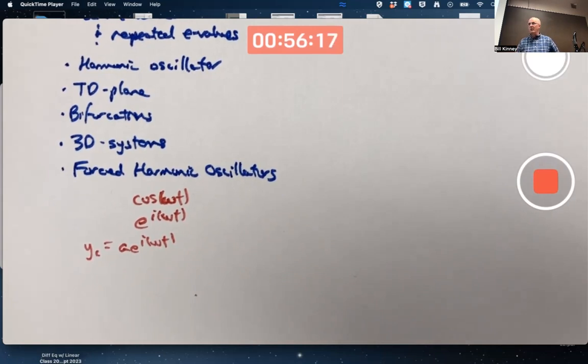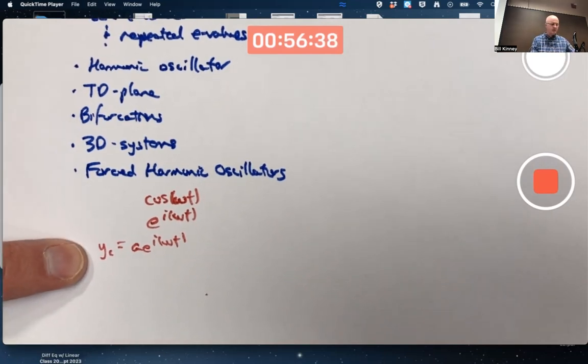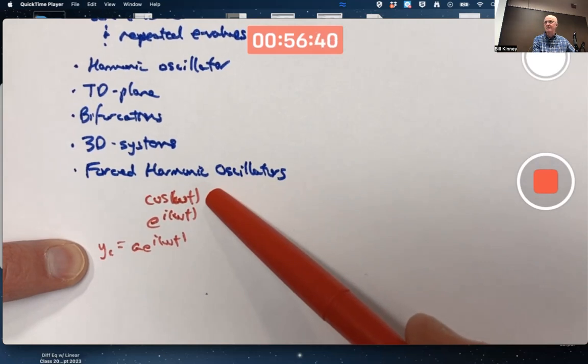A itself is important because geometrically it's the distance to the origin, its modulus, and its angle with the positive horizontal axis, also called the argument, tell you information about the amplitude and phase of the forced response, the yp. That'll be the real part of this if the right-hand side is cosine, and the imaginary part if it's sine, the forcing function.